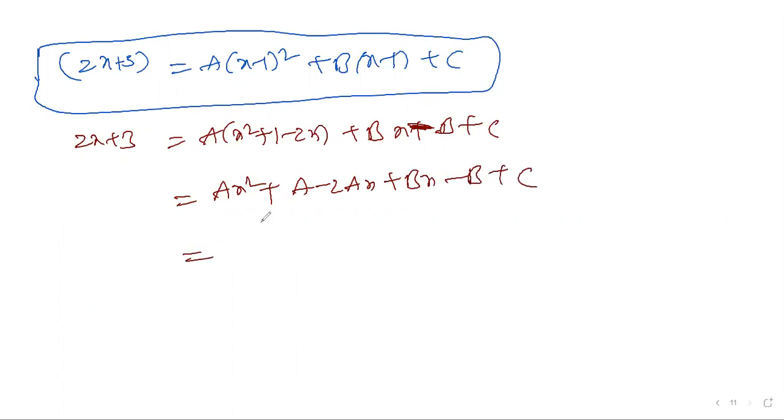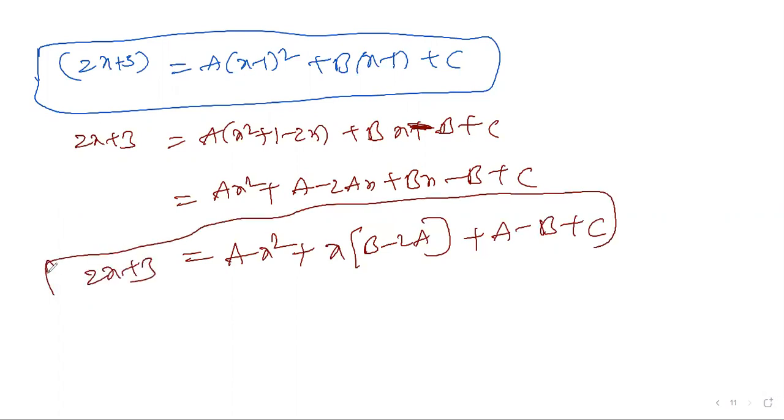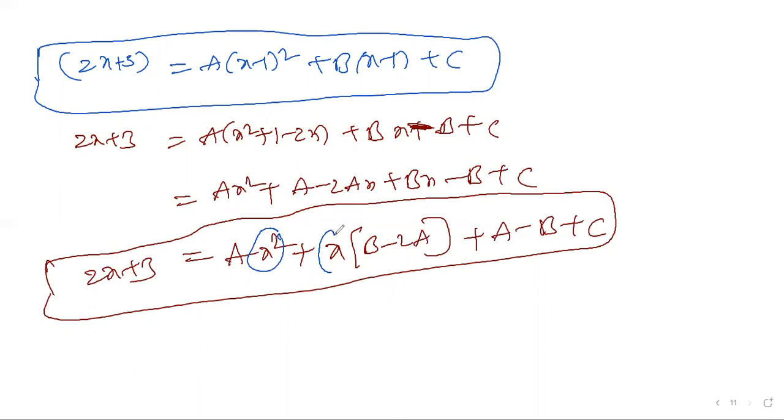Clear? I'll take a into x square, and x is common: x times b minus 2a. Next, the rest are all constants. This is 2x plus 3. Any question, you have to open like this first: x square, x, constants. After this, compare the coefficients.